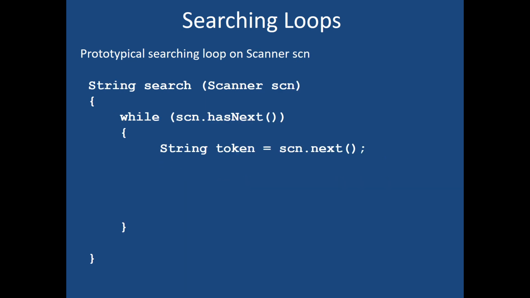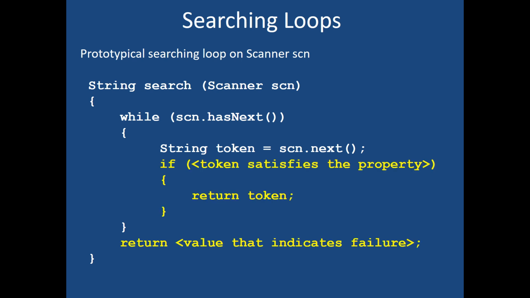There's our prototypical enumeration loop for scanners. While the scanner has a next token, you get the token out and do something with it. What does it take to turn that into a searching loop? Yeah, same thing again. If that token is what you're looking for, you return it. Otherwise, if you fail, you return a value that indicates failure.